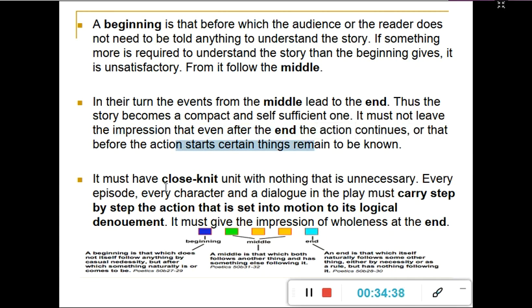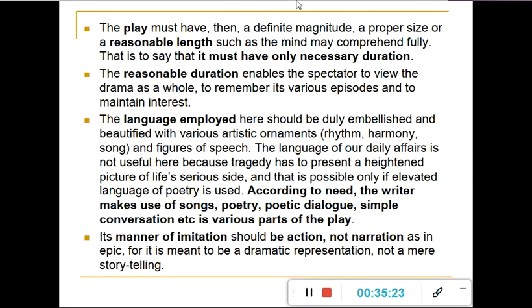الثلاث حاجات دول بيكون represented as a closed يعني حبكة مربوطة نسيج مربوط, with nothing unnecessary. Every episode, every character, every dialogue in the play must carry step by step the action that is set into motion to its logical denouement. يعني هي ال closed structure بتاع الورك اوف ارت كله. طيب معلش طولت عليكم بس خلونا نقف عند يعني اخر حاجة دي ان شاء الله.